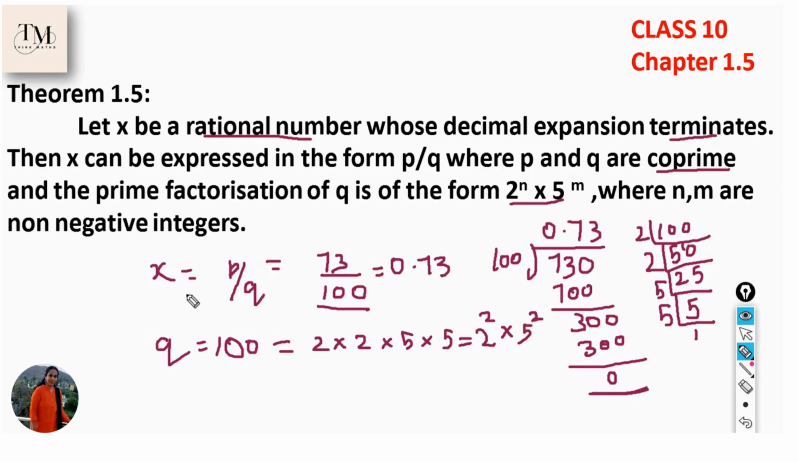So when x is a rational number and its decimal expansion terminates, we can write the denominator q in the form 2 power n into 5 power m. Here we have shown that 100 can be written as 2 power 2 into 5 power 2. Okay, so this is the proof of the theorem. We are proving using numbers. Let me go to the next theorem.